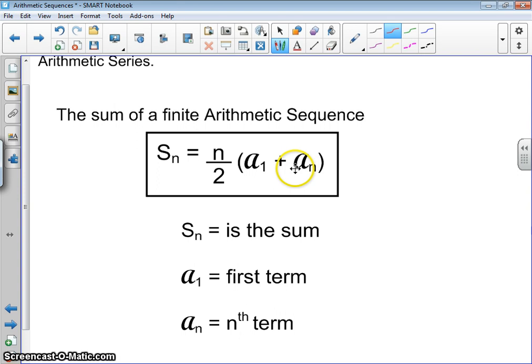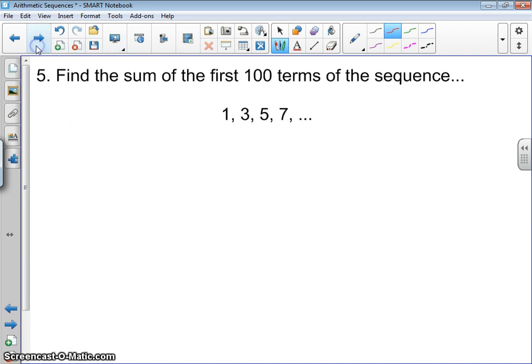So if you're trying to find the sum of the first 50 terms, you need to know what the 50th term is. This one is going to be a little bit more challenging than the last formula, because that an comes from using the previous formula. So anytime they ask you to find the sum, you're going to have to use both of these formulas. Let's do a couple of examples where we have to do that.